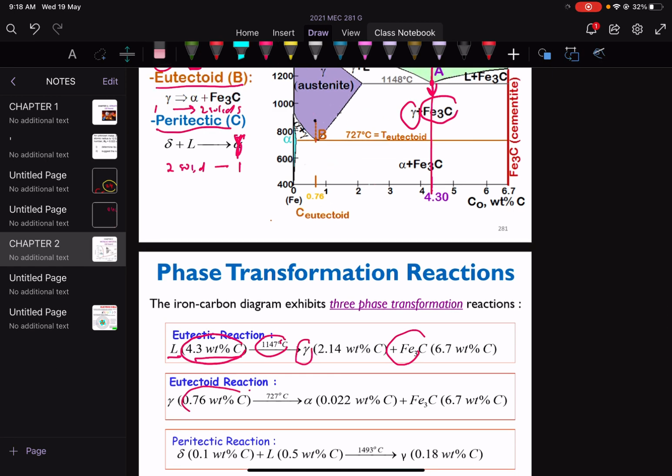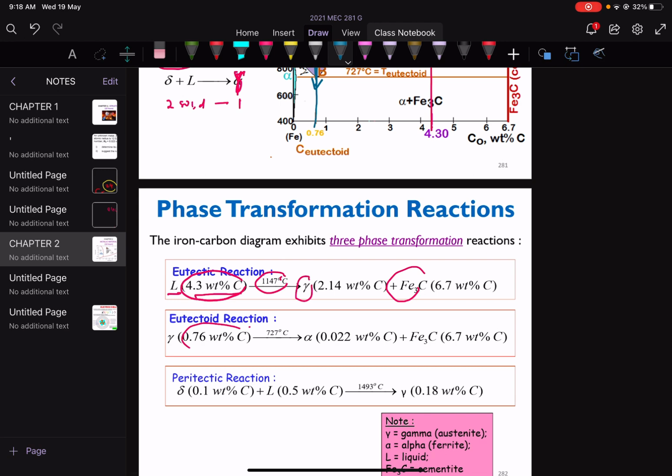Okay, here 0.7% of carbon. And for the peritectic reaction, it will be happening at 0.1 weight% of carbon, and then it will be transforming into its respective solid.